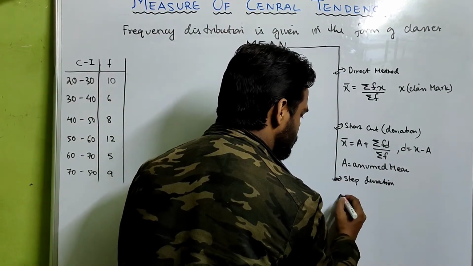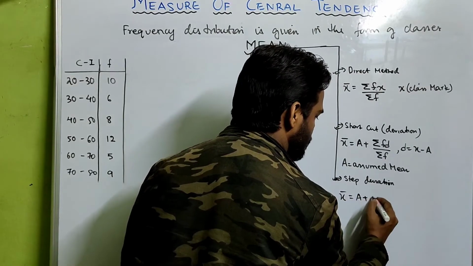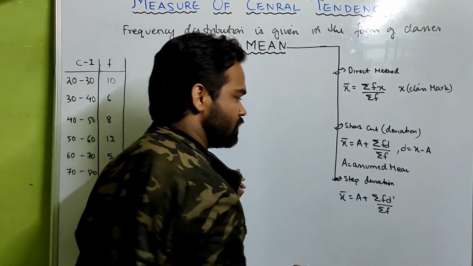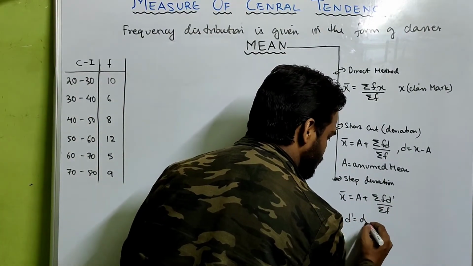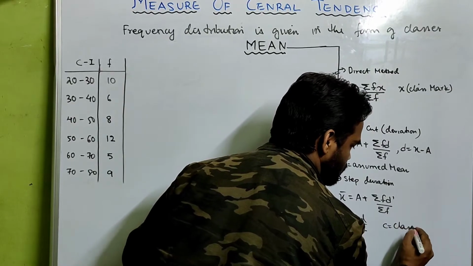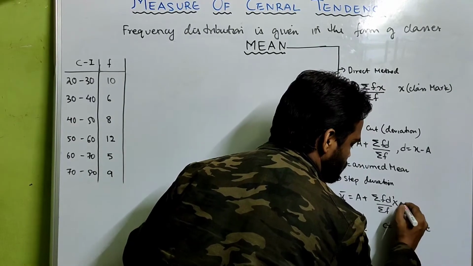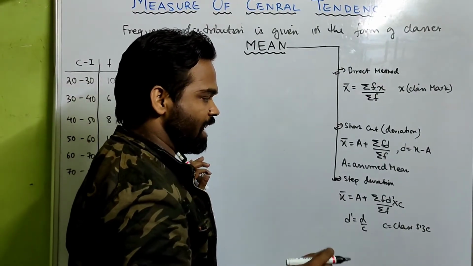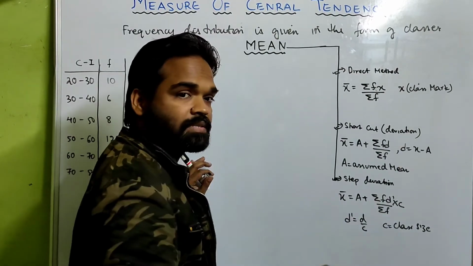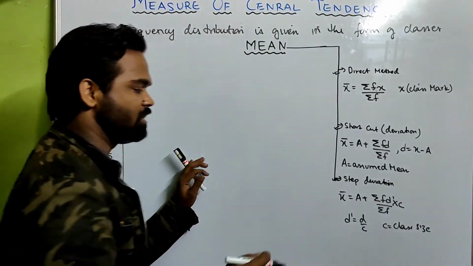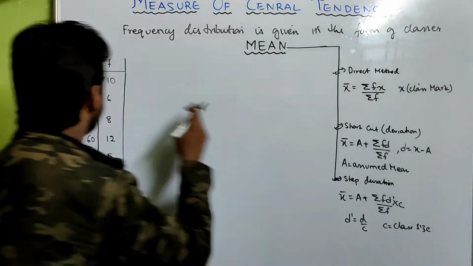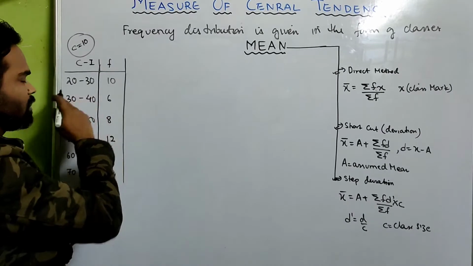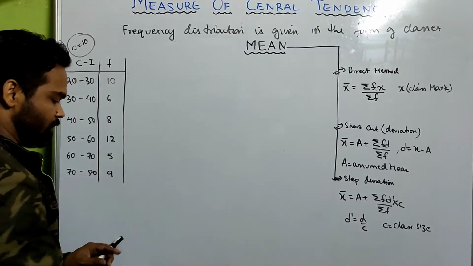In step deviation, x bar is a plus sigma fd dash by sigma f, where d dash is nothing but d by c, where c is your class size. Just wait, I missed c over here. So mean is a plus sigma fd dash multiplied by c divided by sigma f, where d dash is d by c, where c is your class size. For example, in this case, c is 10. Class size is upper limit minus lower limit, that's 30 minus 20.